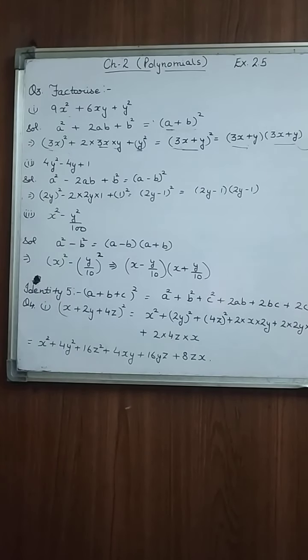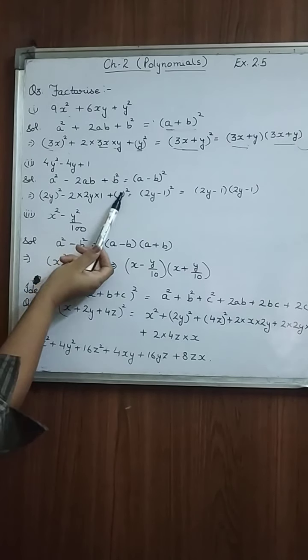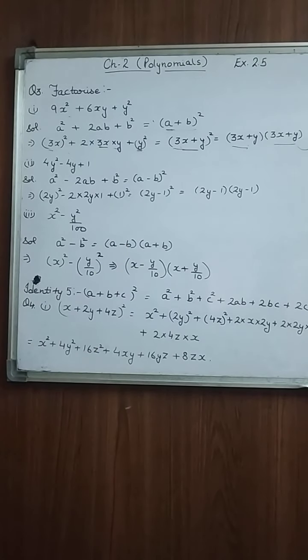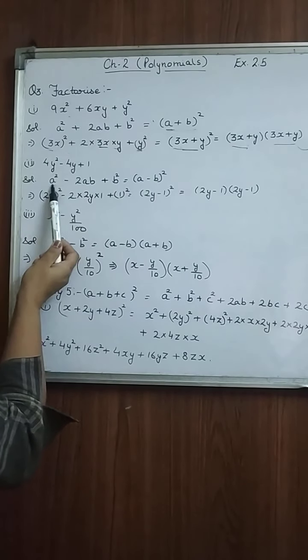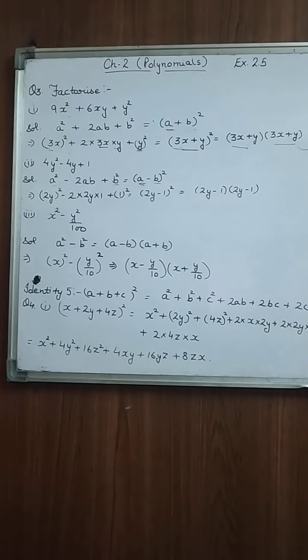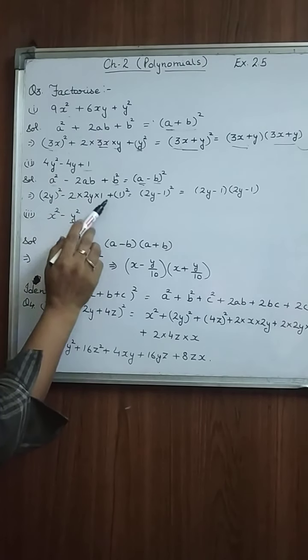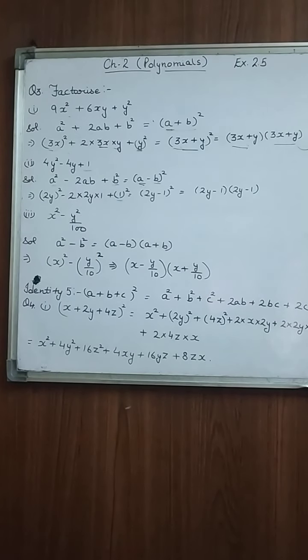4y square minus 4y plus 1. It also looks like the identity a square minus 2ab plus b square. Now a square minus 2ab plus b square is equal to a minus b whole square. If we need to go there, we need to take the square root of a and the square root of b. So let's find: the square root of 4y square is 2y, because 2 square is 4 and y square is y square. And we have here 1. So 1 square is 1, or we can say the square root of 1 is also 1.